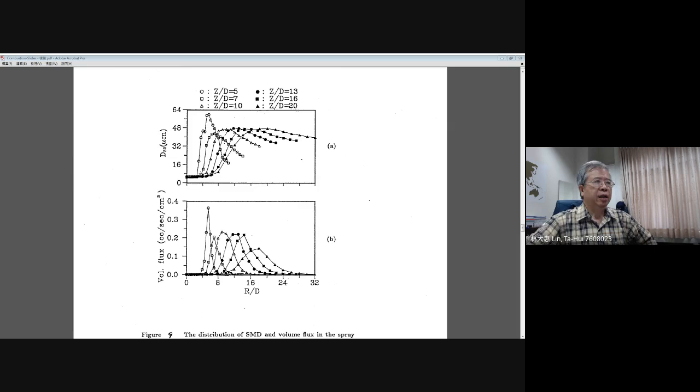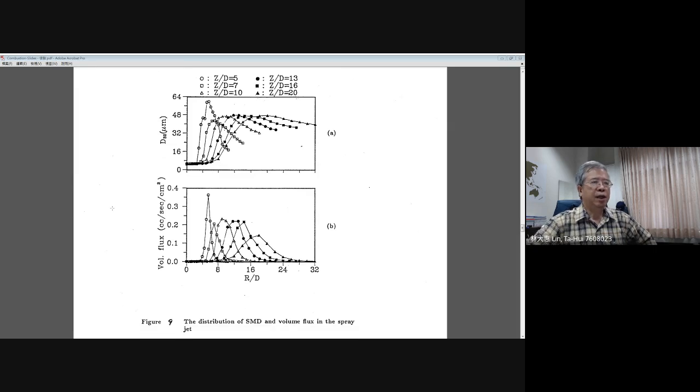Here, they measure the droplet size based on the spray characteristic. We already explained this is D32, the Sauter mean diameter. The Sauter mean diameter basically represents the total volume of your spray divided by the total surface of the spray. Then it gives you the typical droplet diameter to represent the burning of your spray.